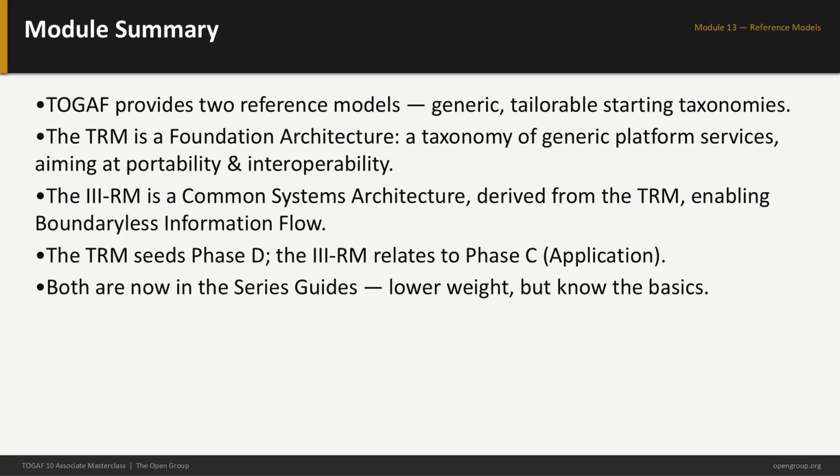Let's recap. TOGAF provides two reference models, generic, tailorable starting taxonomies. The TRM is a foundation architecture, a taxonomy of generic platform services aiming at portability and interoperability, made of a taxonomy plus a graphic, with the API above the platform and the CII below. The 3RM is a common systems architecture, derived from the TRM, enabling boundaryless information flow at the application and information level. The TRM seeds Phase D, the 3RM relates to Phase C. And both now sit in the series guides as lower weight topics, so know the basics and move on.